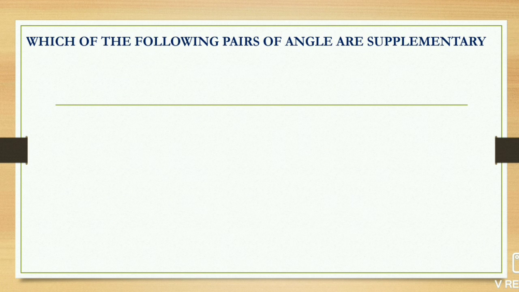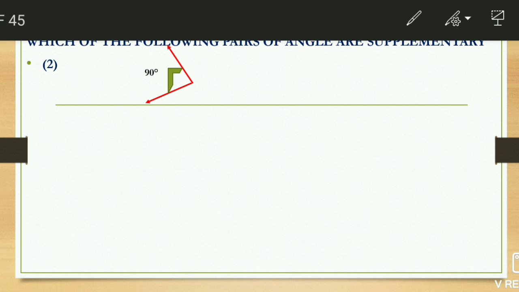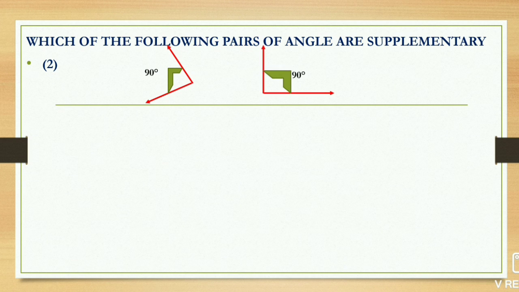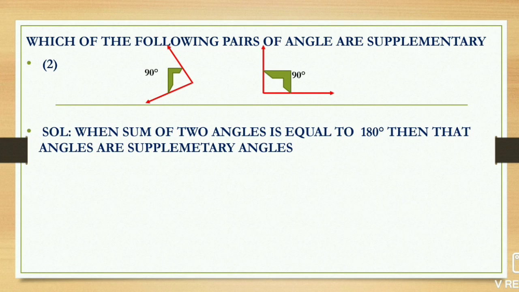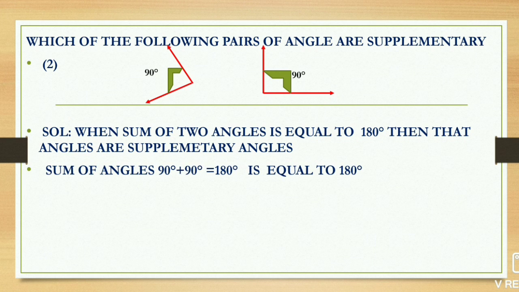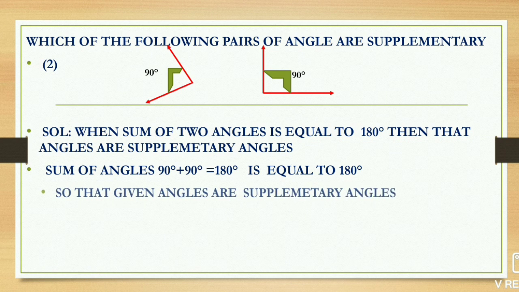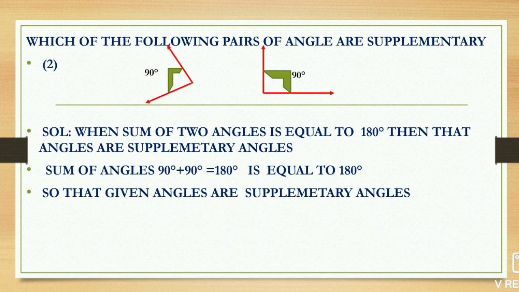Now, which of the following pairs of angles are supplementary? 90 degrees and also once again 90 degrees. Solution. When the sum of two angles is equal to 180, then the angles are supplementary angles. Yes, the sum of angles 90 plus 90 is 180. So the given angles are supplementary angles.